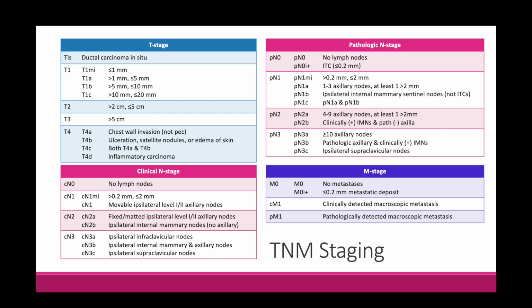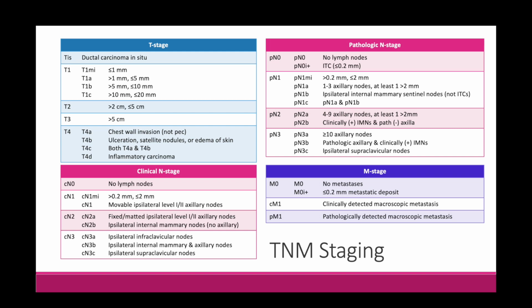So think of N2B as the breastbone. The sternum is your breastbone, so the ipsilateral internal mammary nodes are the ones that are close to your breastbone. Maybe that helps to remember that N2B means ipsilateral internal mammary nodes. Keep in mind that if you're CN2B, that means you only have internal mammary nodes and no axillary lymph nodes.